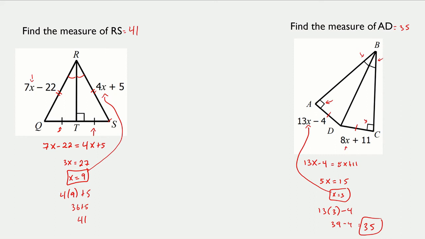And once again, we can substitute it in for the other side, just to double check that we got the right answer. We should also get 35. So 3 times 8 is 24. 24 plus 11 is indeed 35.